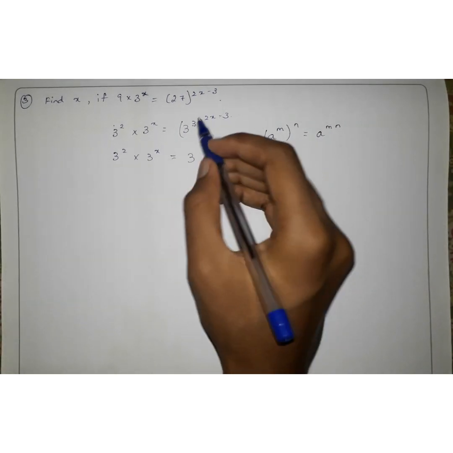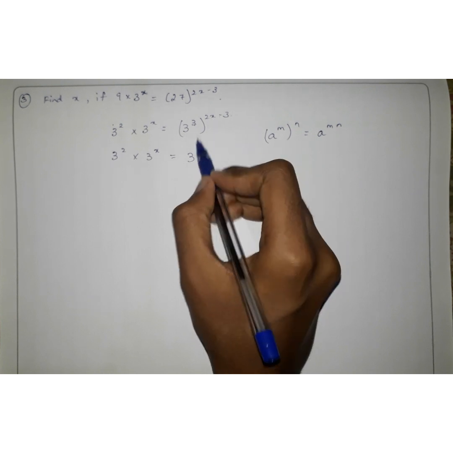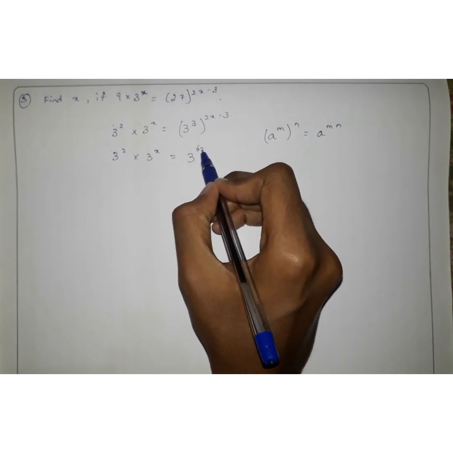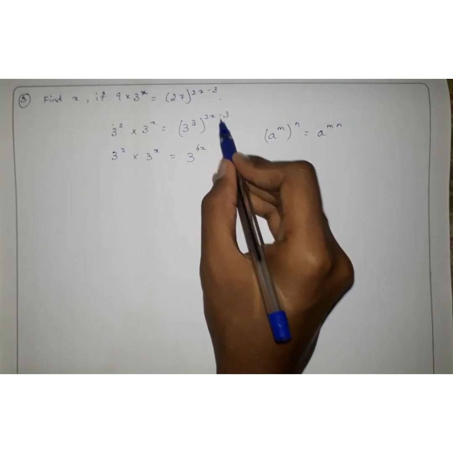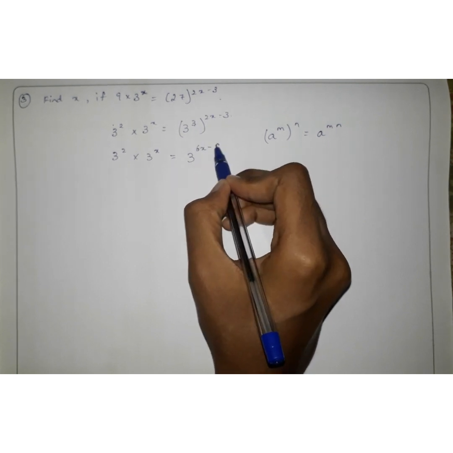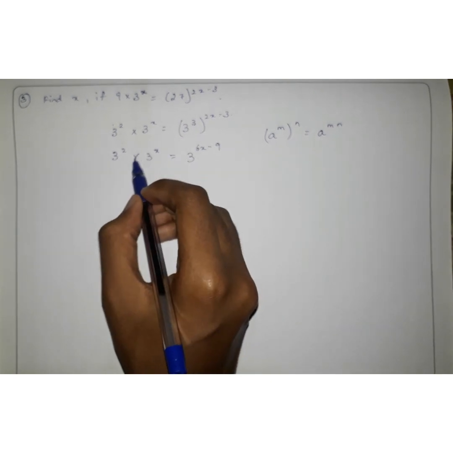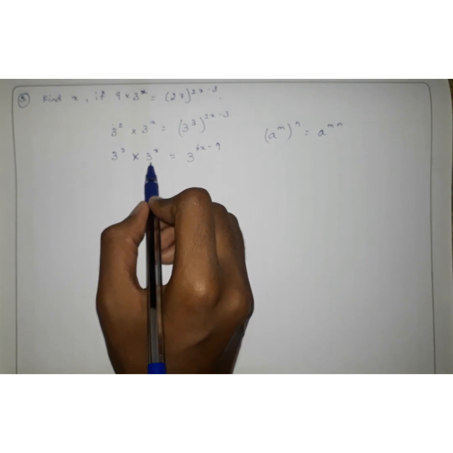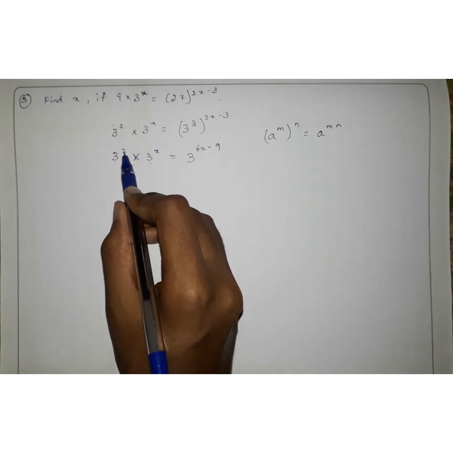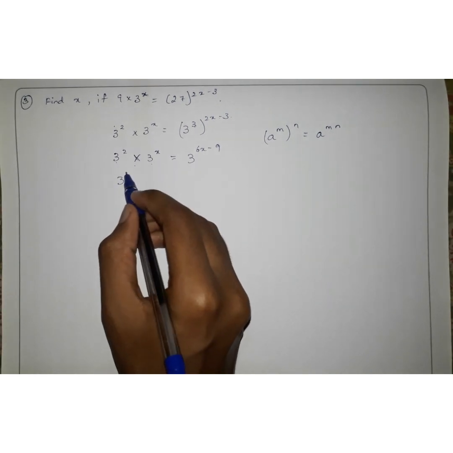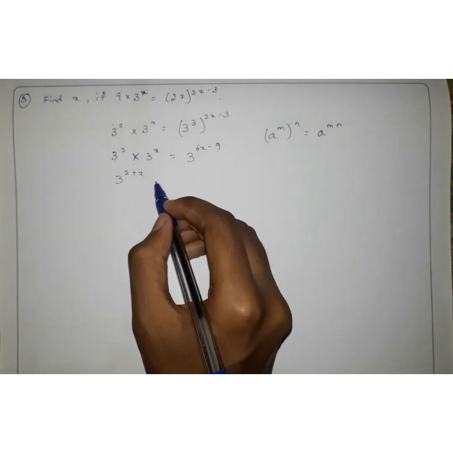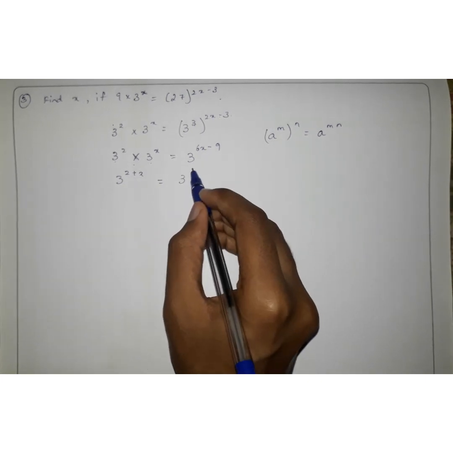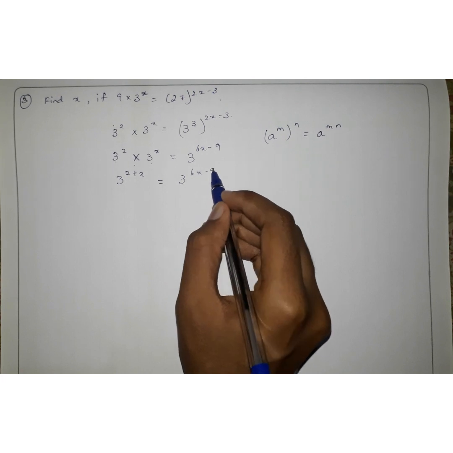So 3, first 3 with 2x. So 3 into 2 is 6. Then 3 with 3. So plus into minus is minus. 3 3s are 9. I got this. Now you know that when the bases are the same and when it is multiplied, you need to just add the powers. So 3 to the power 2 plus x equal to 3 to the power 6x minus 9. I'll write it as it is.